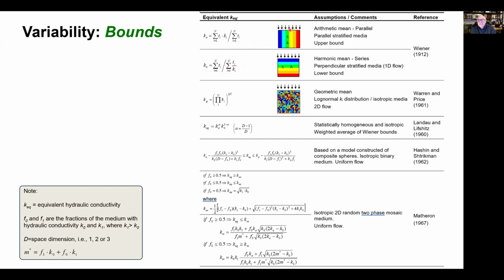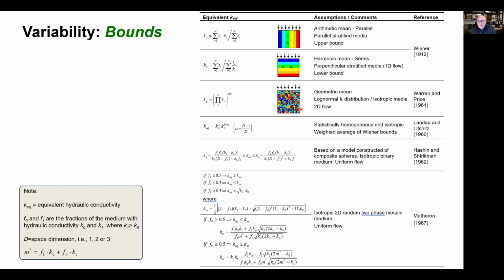Conversely, if flow is taking place parallel to layering, so imagine that this is actually reversed. It's very weird to have this type of stratigraphy, but rotated 90 degrees, if flow is happening parallel to layering, the more pervious layers are going to be the ones that are carrying most of the flow, but all the layers are subjected to the same pressure difference. So now you're adding the flow rate for each of the layers, and so now the averaging is the arithmetic mean rather than the harmonic mean.